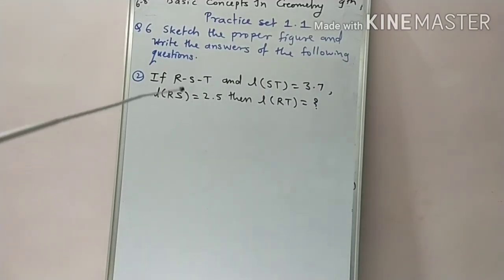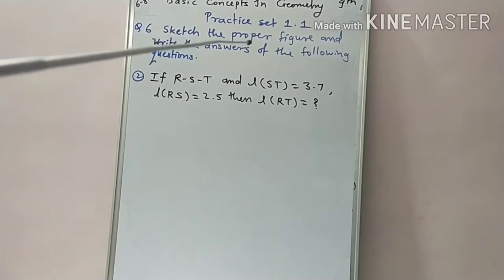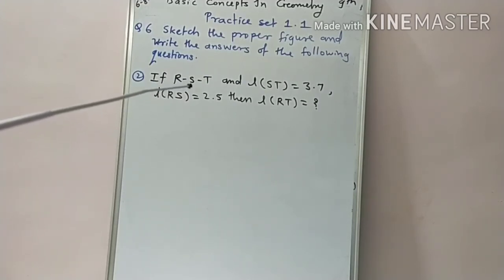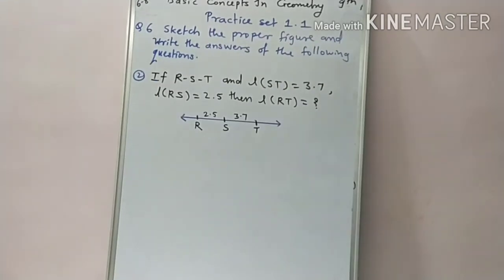So according to the given information, first what we have to do, yes, we have to sketch the proper figure. We draw a line and we take 3 points and name them, first R, then S, and the last one T, meaning we keep the point S in between R and T. So try to draw that figure, students. Here we draw the figure first, one line. We take 3 points and keep S in between R and T, where RS distance is 2.5 and ST length is 3.7.